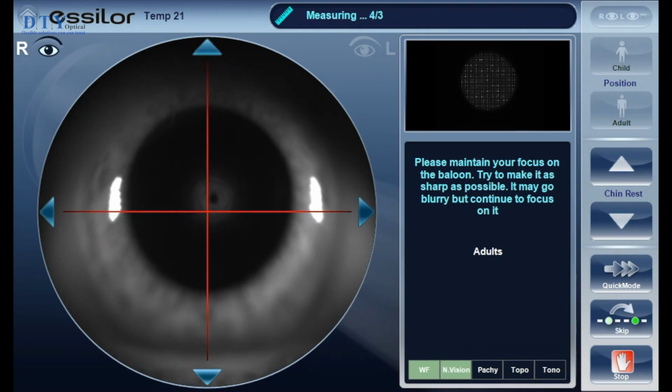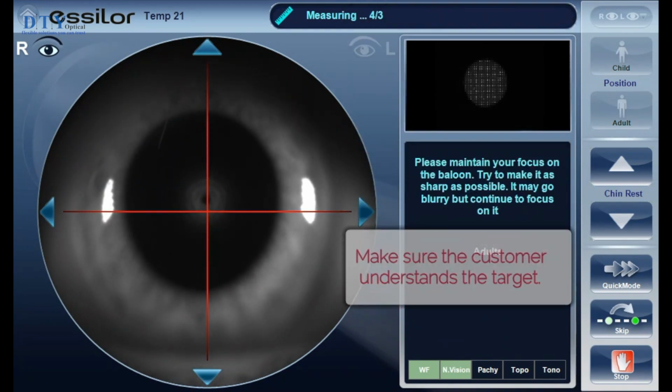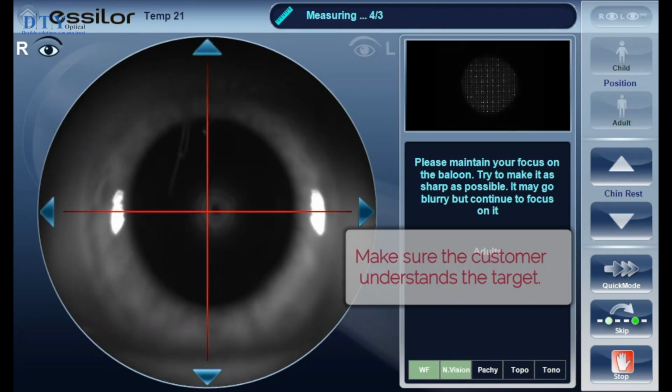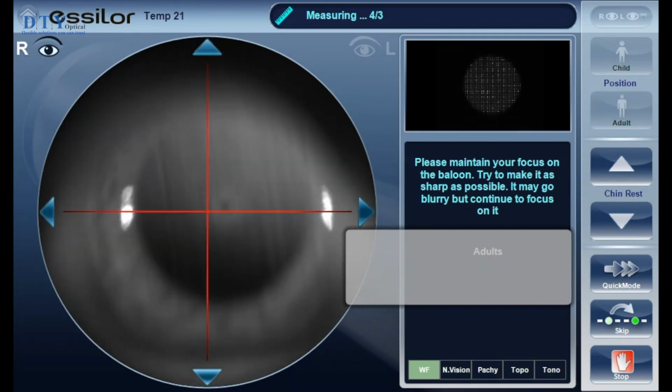The eye strain assessment is subjective. It requires a good collaboration of the patient. Please insist on the effort that must be made to keep the target as clear as possible. Please maintain your focus on the balloon. Try to make it as sharp as possible. It may go blurry, which is normal, but make the effort to keep it as sharp as possible.